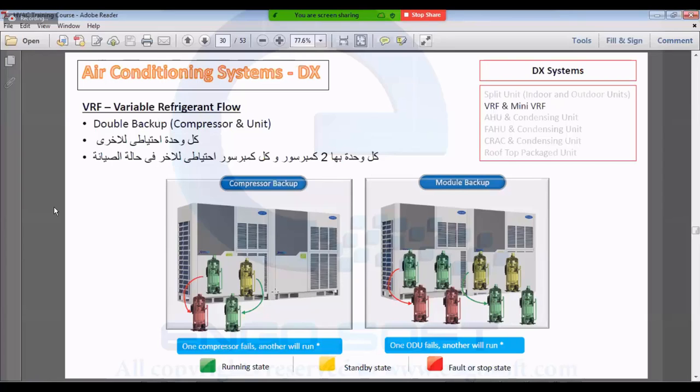The unit is from Carrier, a very good supplier. Carrier is a well-reputed company all over the world, not just in one place. Carrier, York, and Trane. I prefer Trane though. Trane is the best according to me, and then Carrier, and then York.